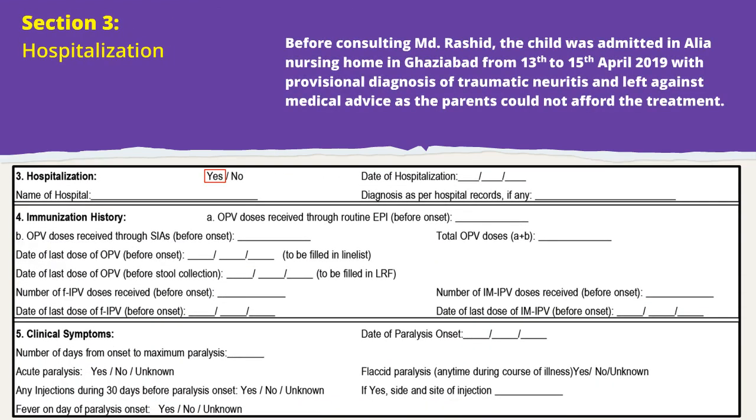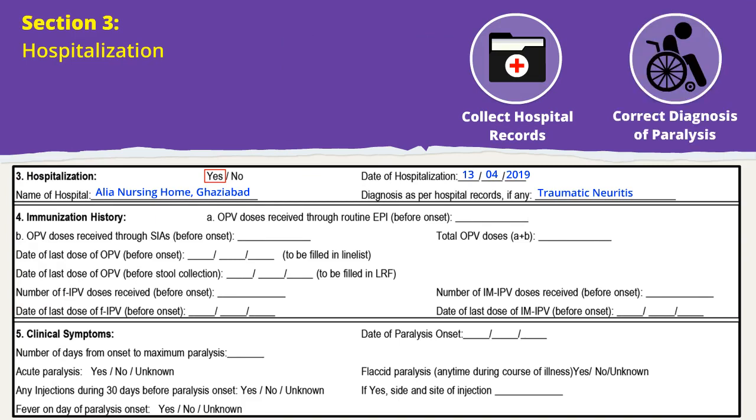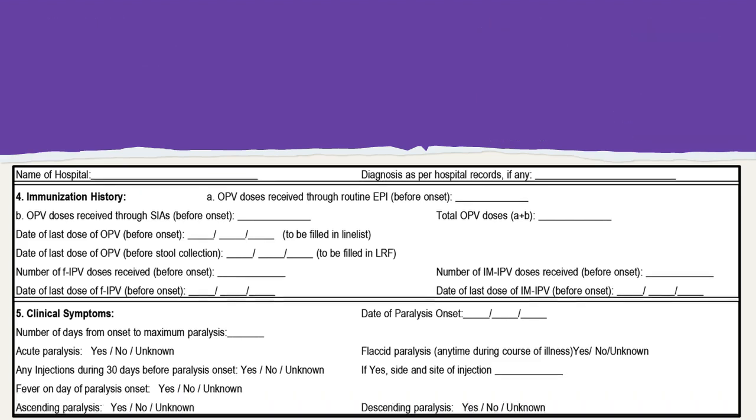Child was hospitalized on 13 April and was diagnosed as a case of traumatic neuritis. Try to collect all the hospital records which help in establishing the correct diagnosis for paralysis.